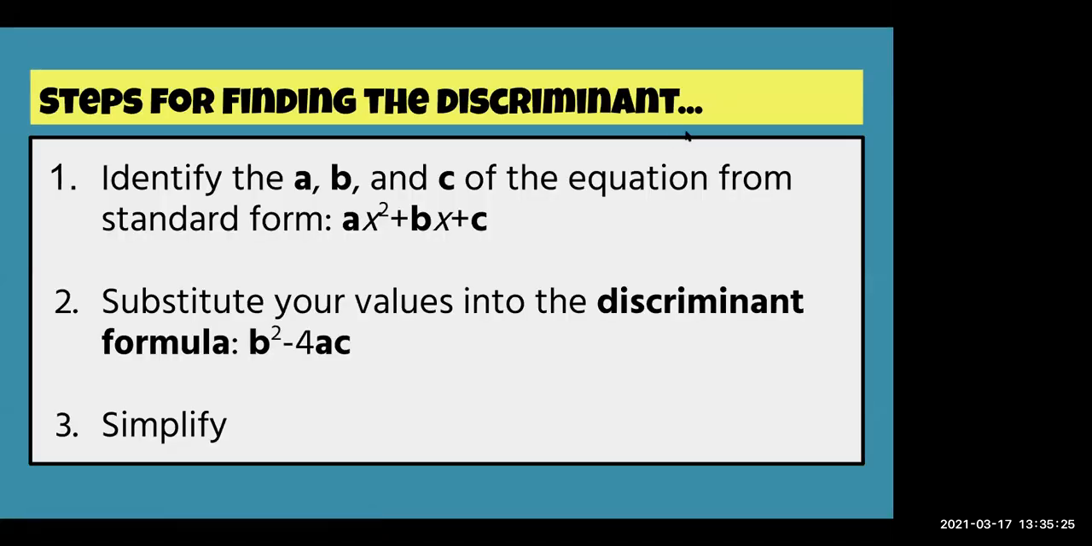Here are the steps for finding the discriminant. First, you'll want to identify the a, b, and c of the equation from standard form, ax squared plus bx plus c. Second, you'll substitute your values into the discriminant formula, b squared minus 4 times a times c. Last step is to simplify and find your discriminant.